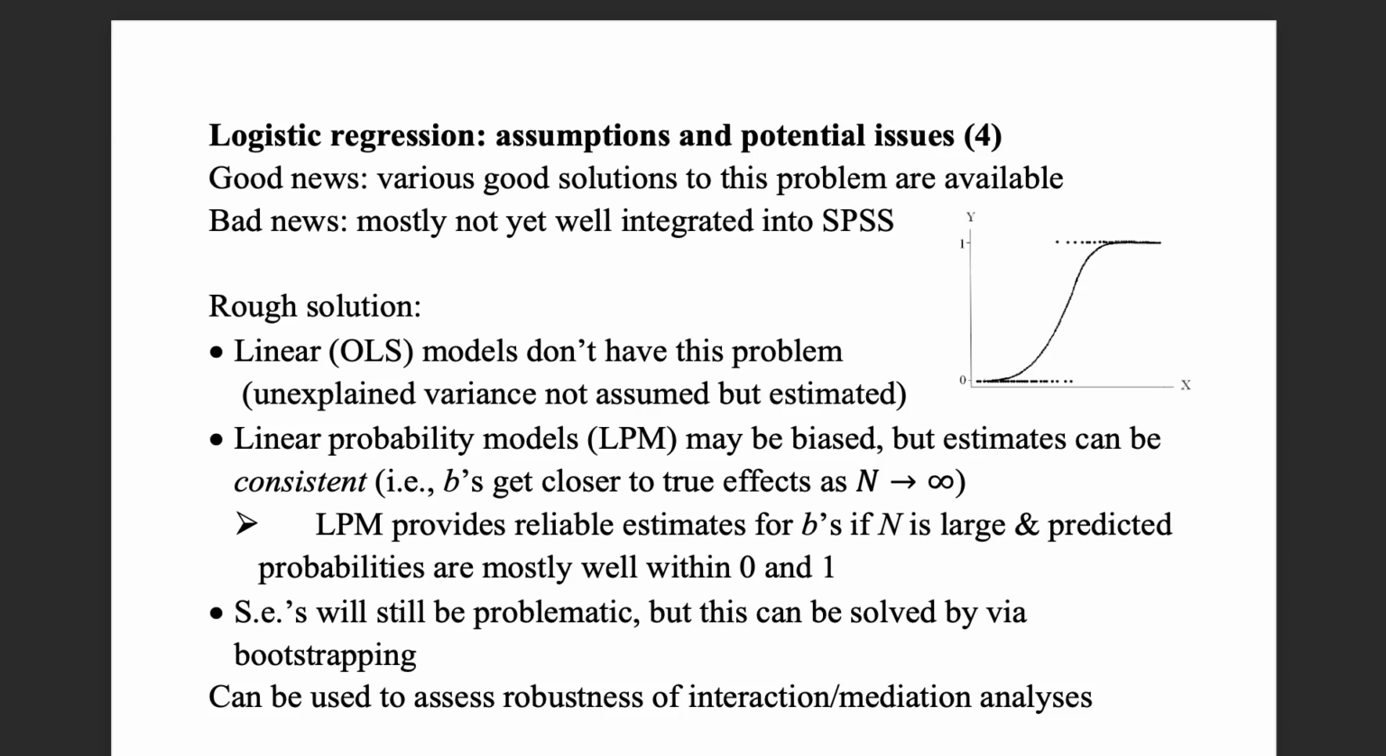And of course, if there are, report this to your reader and report the results of both of those models. And I would say in those situations, if you have a large data set and if your predicted probabilities are well within 0 and 1, so no super weird predicted values, then the linear model is probably going to be a better estimate than a logistic regression model for your interaction and mediation effects. So this is a way of solving that.